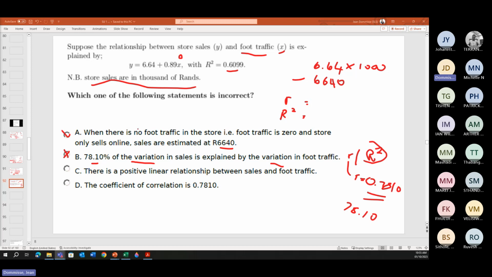Okay, so let's then look at options C and D. There's a positive linear relationship between sales and foot traffic. Okay.